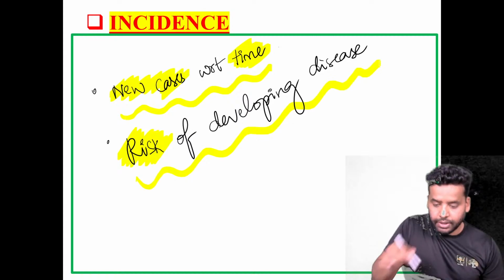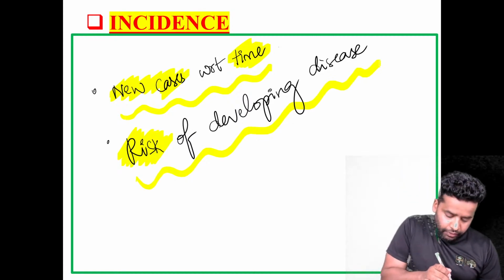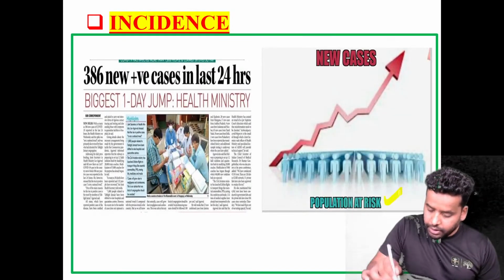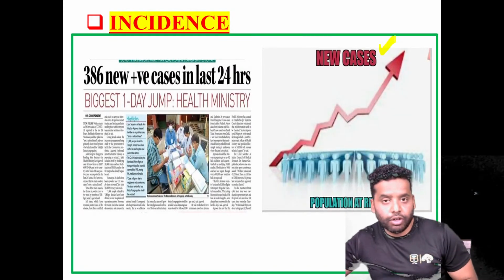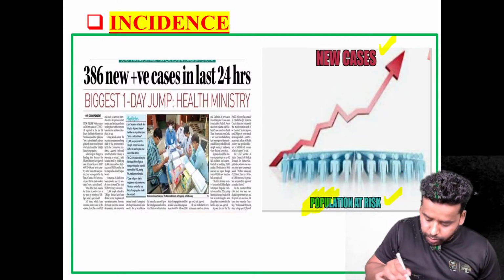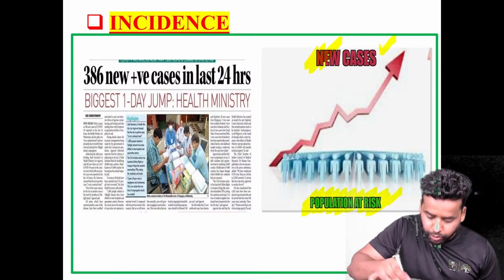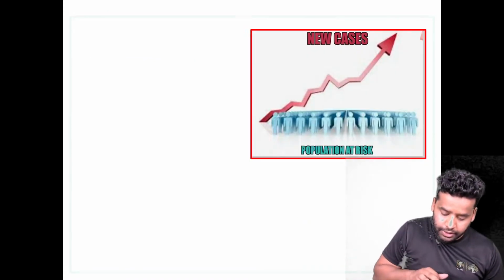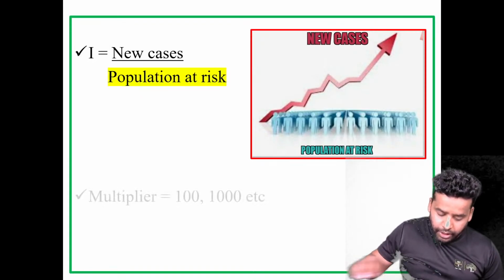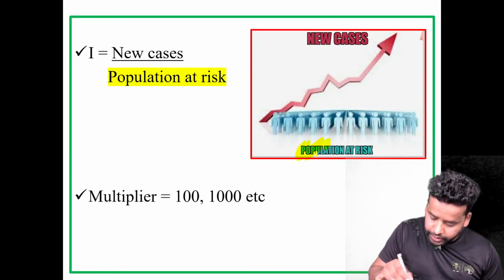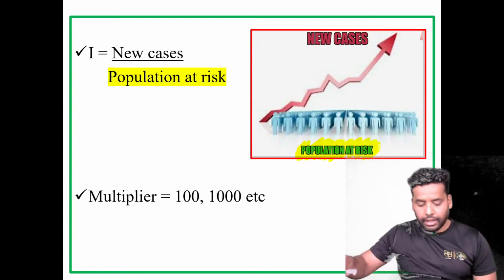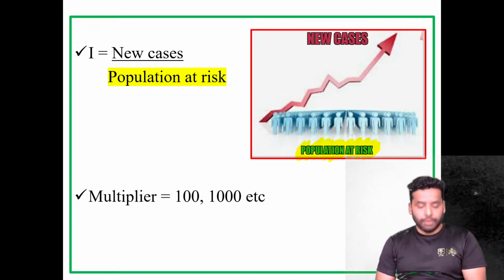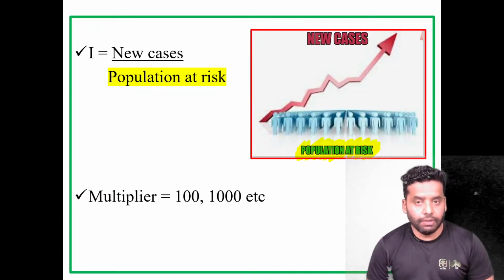Risk of developing disease. That means you'll be starting with population initially. Population at risk. Numerator will be new cases. How many will develop disease? So what is the denominator and what is the numerator? So what is the formula for incidence? New cases divided by population at risk, means initially we start with population at risk. Highlight the denominator properly. Within that, how many new cases will develop?